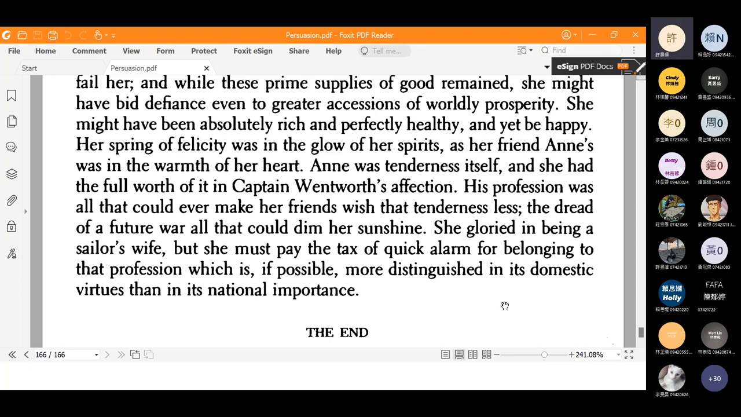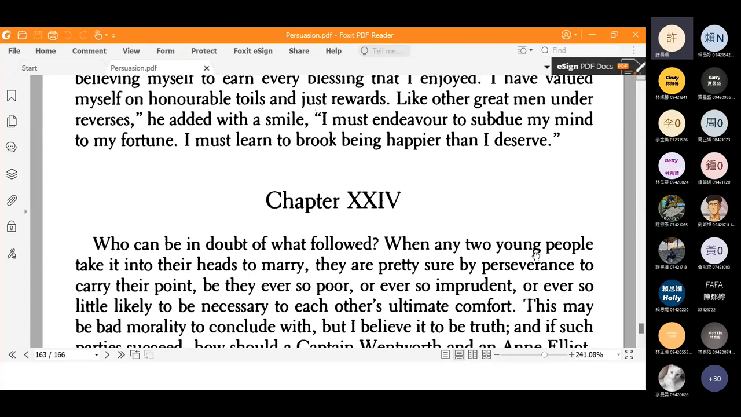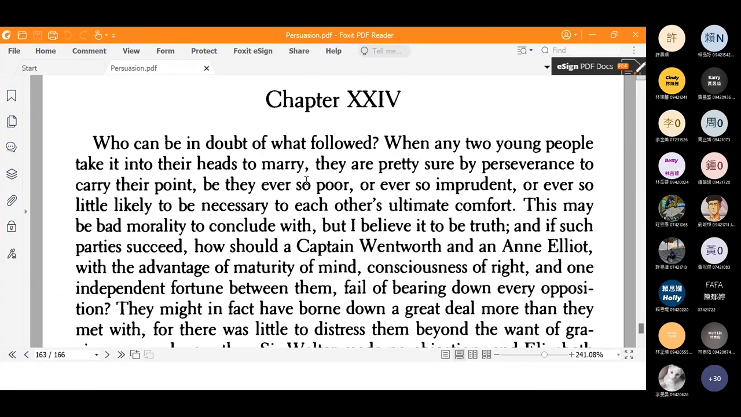Why did Jane Austen add this last line? Well, maybe it's because, let's see, the beginning of the last chapter. It says, this is Jane Austen talking directly to us, when any two young people take it into their heads to marry, they are pretty sure by perseverance to carry their point. So in other words, when two people decide to marry each other, nobody can stop them because of perseverance, 坚持下去.